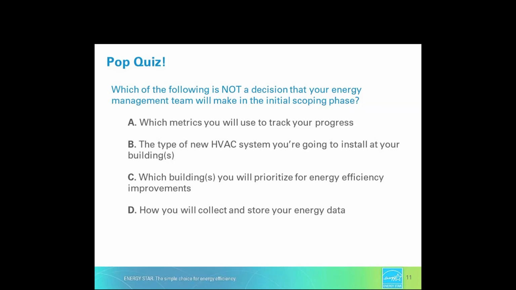All right, so if you were thinking that the answer was B, that's good. The type of HVAC system that you're going to install at your property can be an important decision once you've developed your plan, and that is a step that needs to be taken. But at the very beginning, when you were just beginning to develop a plan, items A, C, and D would be those front-end considerations. Specific considerations about the equipment and retrofits, you will make those further down the line.